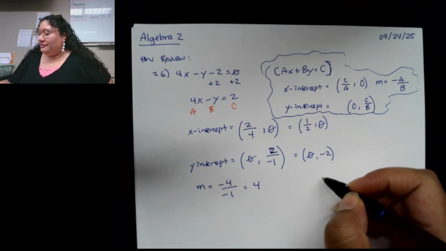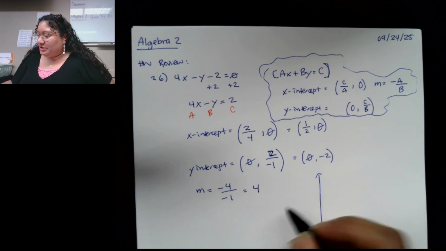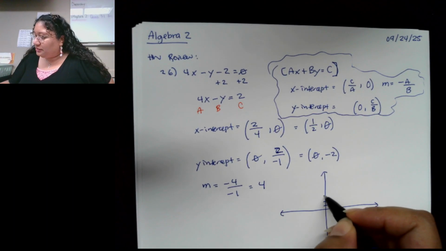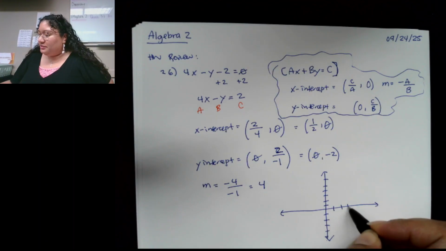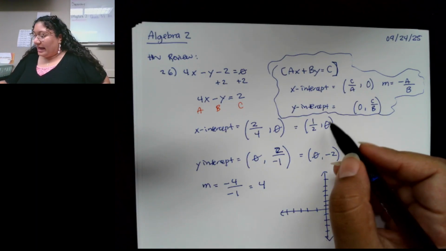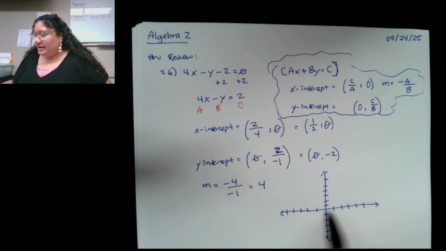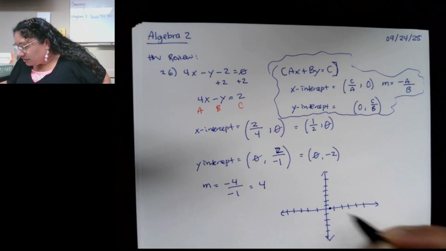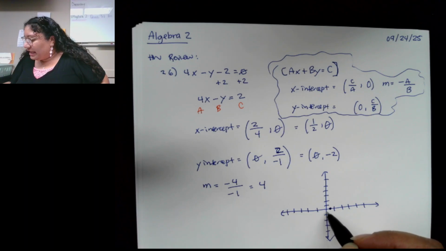Now I have my x-intercept, my y-intercept, and my slope, so let us graph it. I need to graph 1/2, 0 first. My x-intercept is going to cross my x line. 1/2, 0, it's going to go there. Then I'm going to do 0, negative 2.